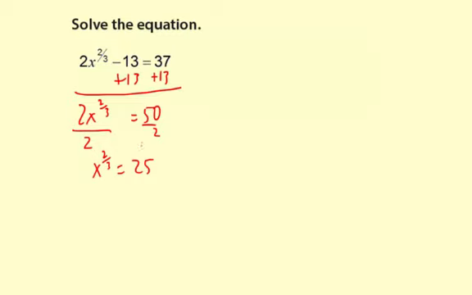Okay, from here, there are two different ways you can go. I'll work both of them out. One way is you could split up this rational exponent, convert it into radical notation. That would look like this. It would be the cube root of x squared equals 25. That's the same thing as x to the 2/3 power.